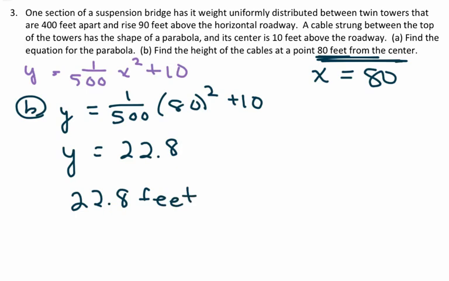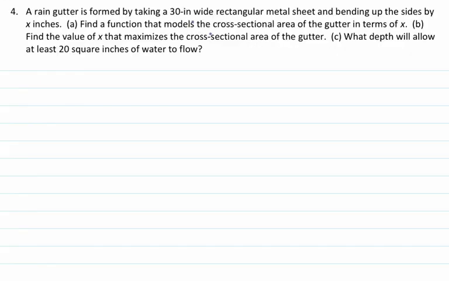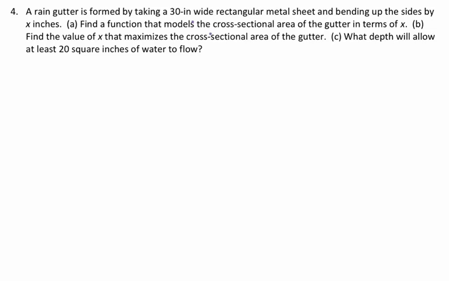All right, we got one more for the section. All right, so problem number 4. Problem number 4 says a rain gutter is formed by taking a 30-inch wide rectangular metal sheet and building up the sides by x inches. So they want us to find the function that models the cross-sectional area in terms of x. And then for part B, to find the value of x that maximizes the cross-sectional area. And part C, what depth will allow at least 20 square inches of water to flow.